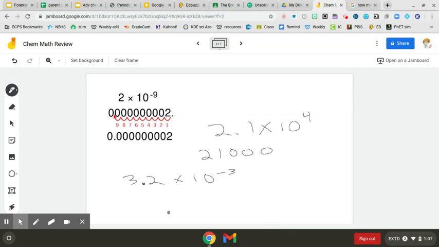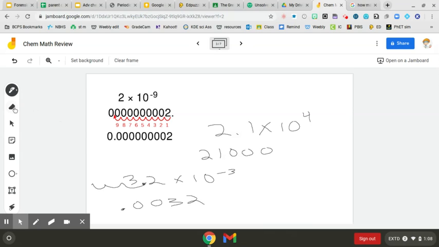3.2. So I'm going to take the decimal and move it 3 times. Since it's negative, I want a number that's smaller than 1, so I'm going to move it to the left. So it'll move 1, 2, 3 spaces, and I'll have 0.0032.